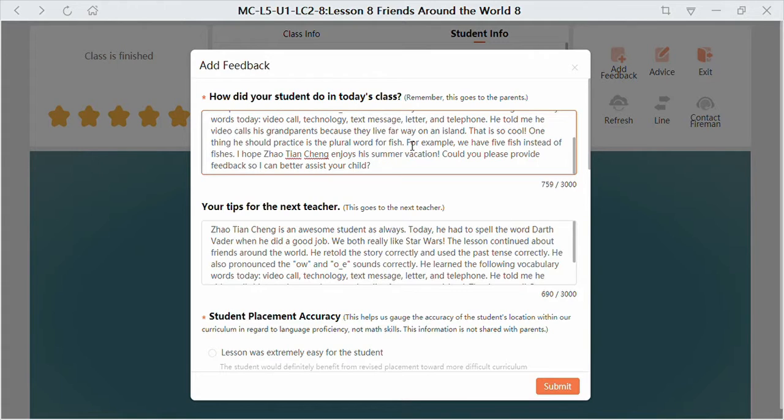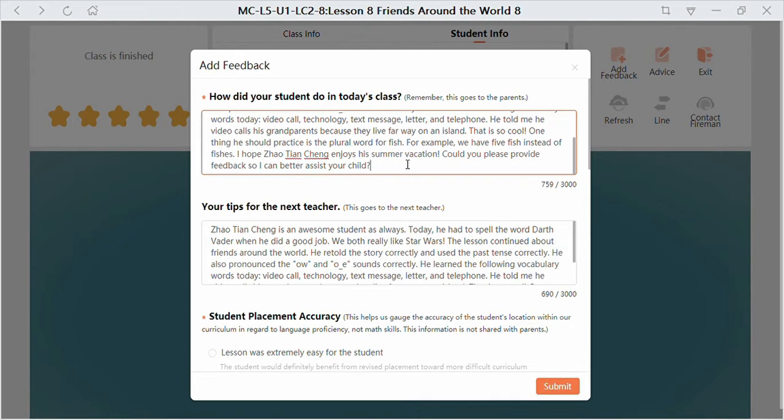the parents in China, they may not have a very deep understanding of English themselves. So if you're not providing an example, they may not fully understand how they can help their child, because they don't understand your feedback, because you didn't go further into detail. So I put, for example, we have 5 fish instead of fishes, because he said for the plural word for fish, he wrote fishes instead of fish. So I hope Zhao Zhicheng enjoys the summer vacation, because summer vacation is coming up in China.